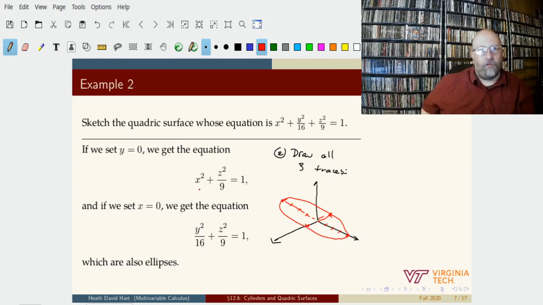So now let's look at this trace. This goes through the x-axis and the z-axis. The intercept in the x direction is plus and minus 1, which is right here and right here. The intercept in the z direction is at plus and minus 3. So we go up 3 and down 3. And we connect those together to form an ellipse. Okay, and again, that's not a very good ellipse.